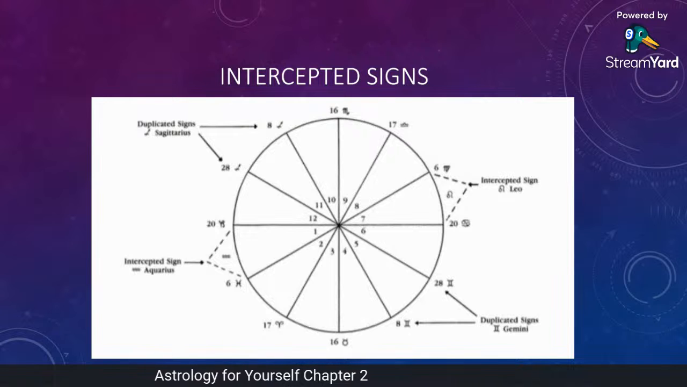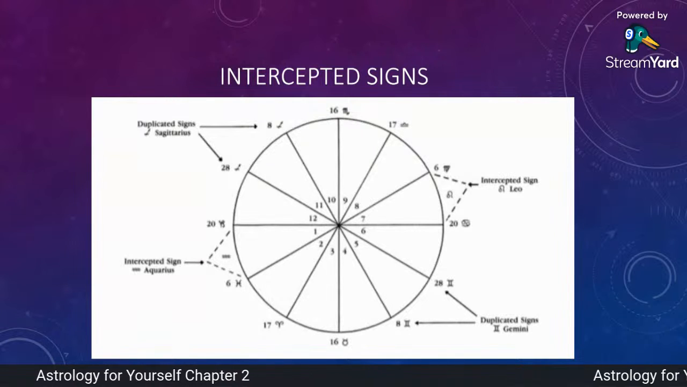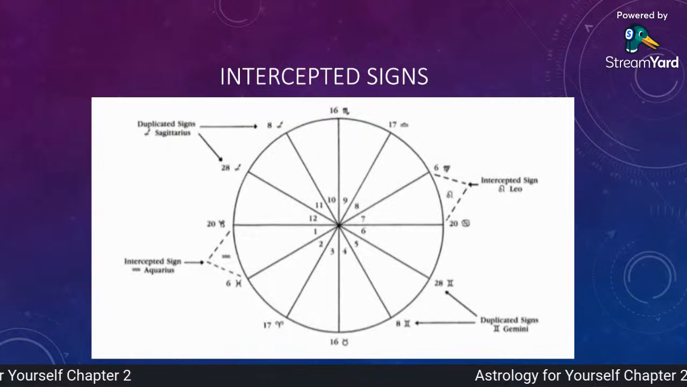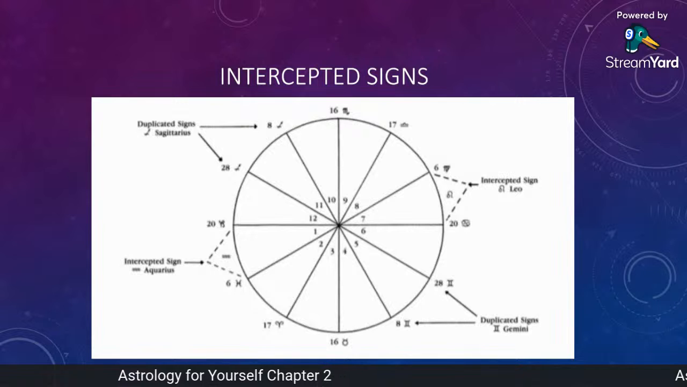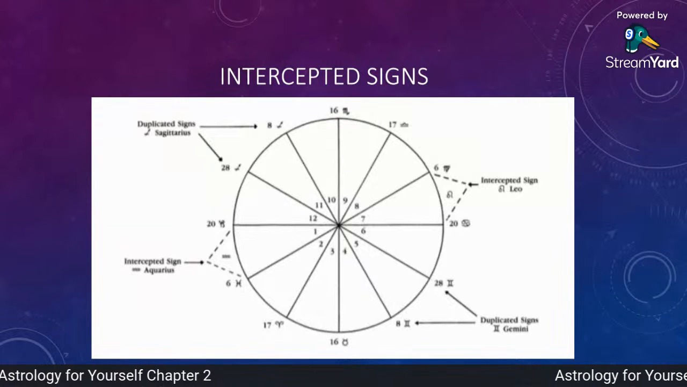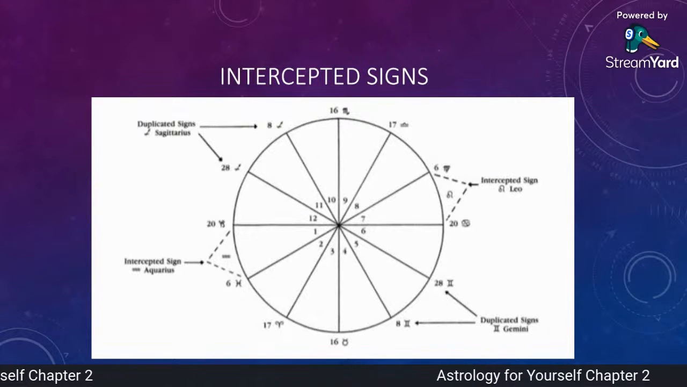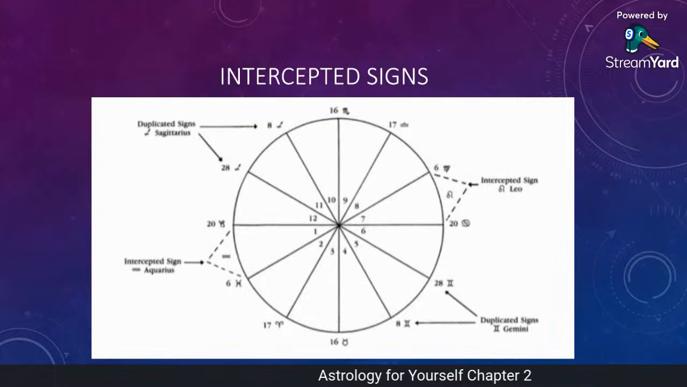The first house spans from the 20th to the 30th degree of Capricorn, all 30 degrees of Aquarius, and from 0 to the 6th degree of Pisces. The 7th house covers the 20th to the 30th degree of Cancer, all 30 degrees of Leo, and from 0 to the 6th degree of Virgo.